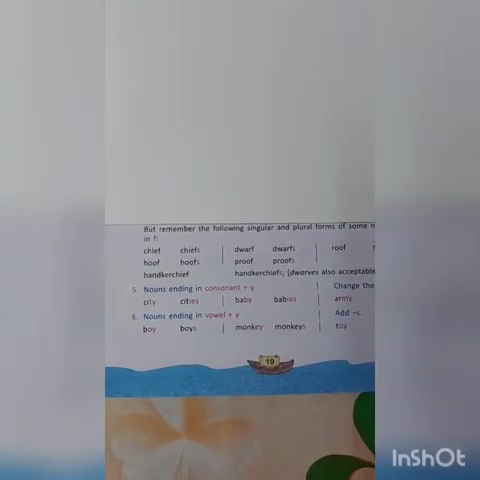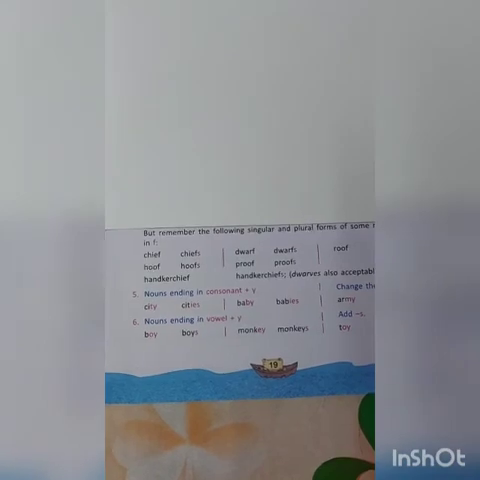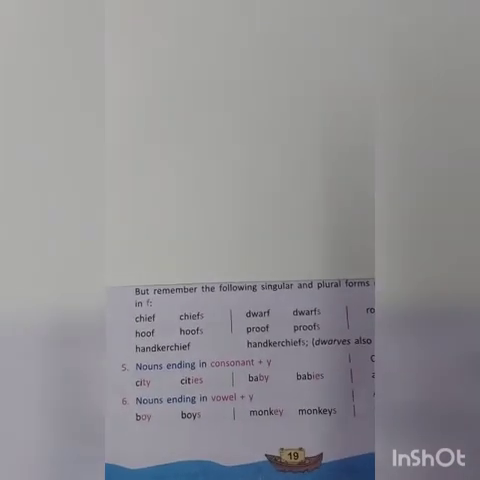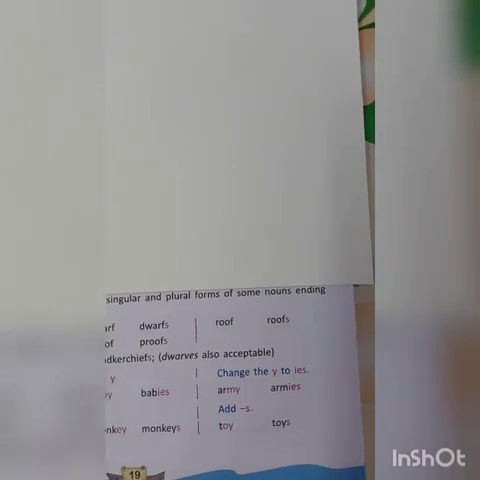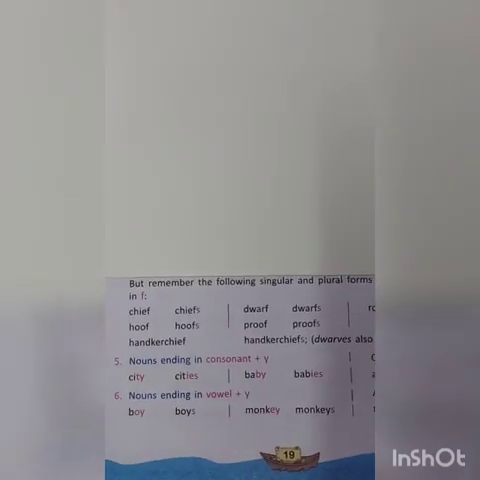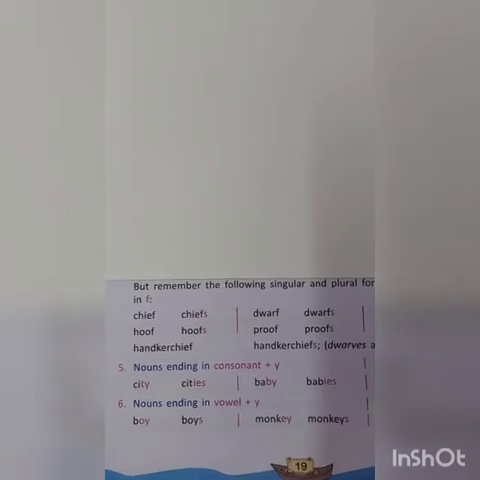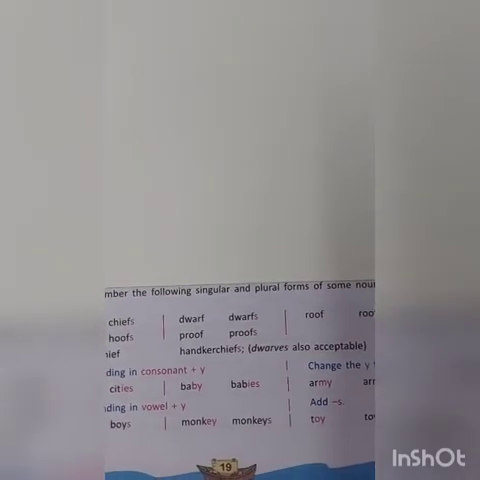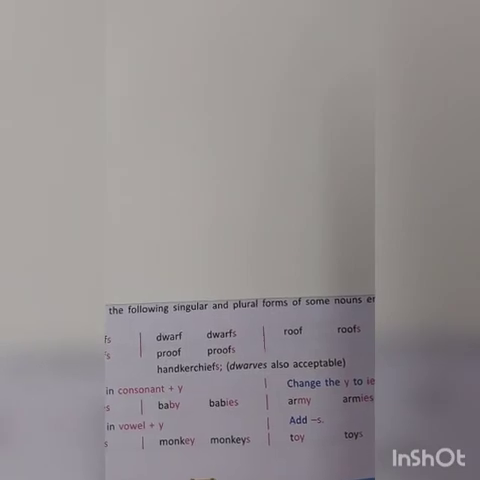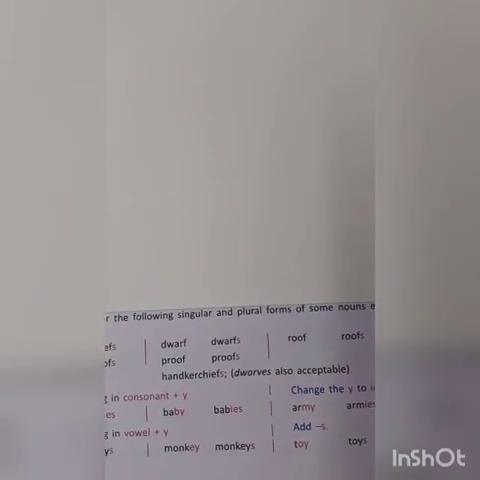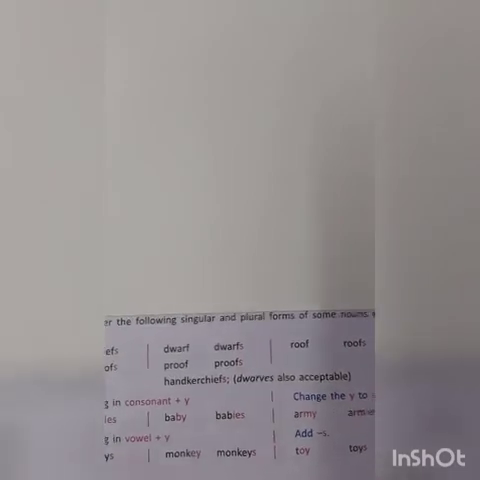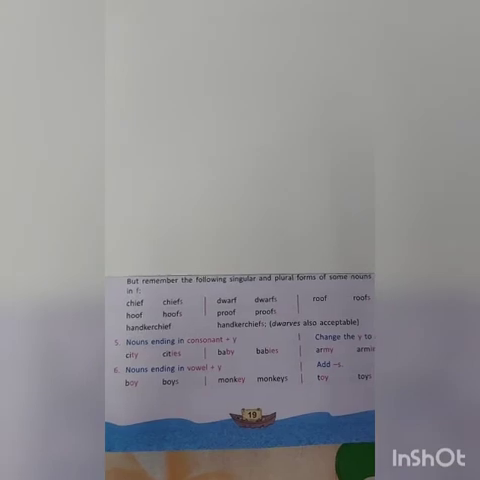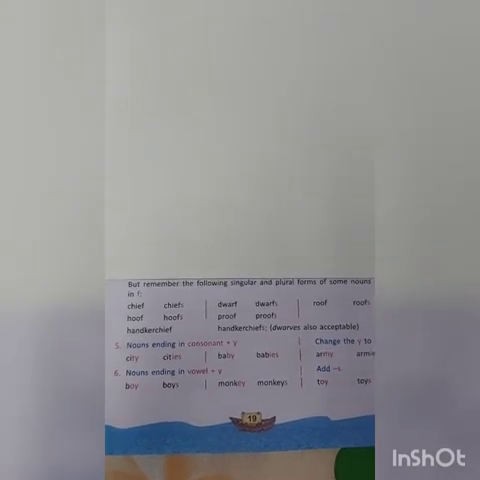But there are some nouns ending in F which are converted in plural by adding S to them, like chief. The plural is chiefs. Dwarf, dwarfs. Roof, roofs. Hoof, hoofs. Proof, proofs. Handkerchief, handkerchiefs. Though for dwarf, VES is also acceptable. So you can either write plural as dwarfs or dwarves. Both are acceptable. So remember the singular and plural forms of these nouns.